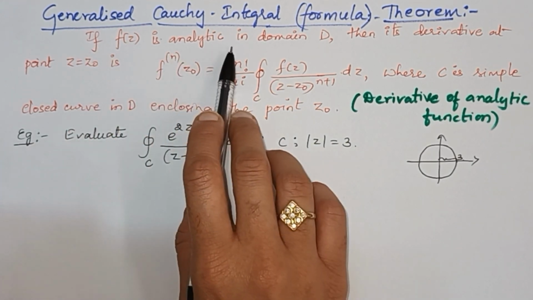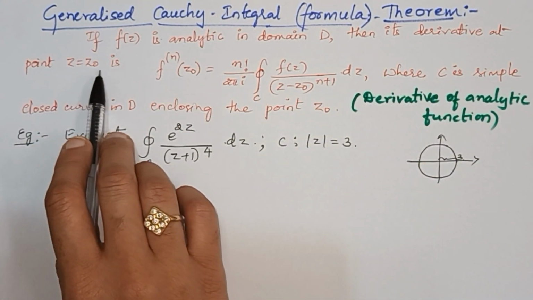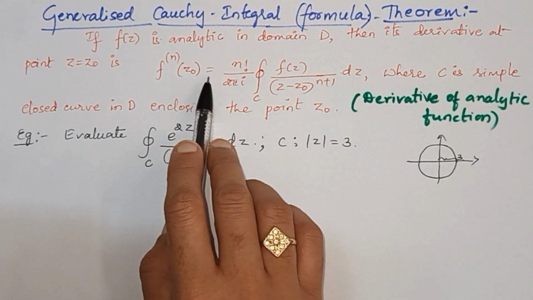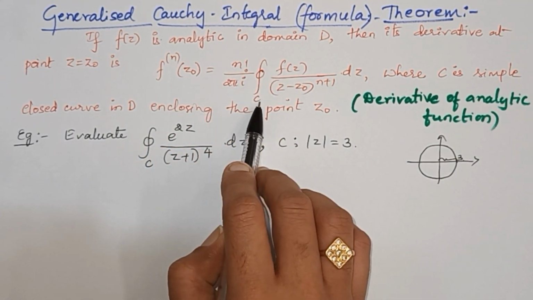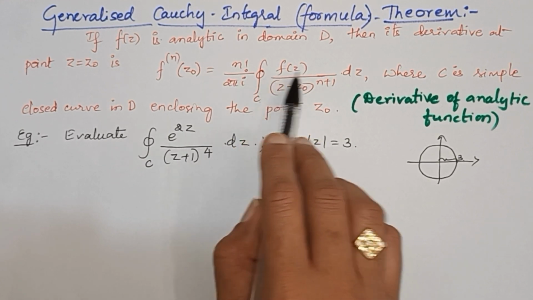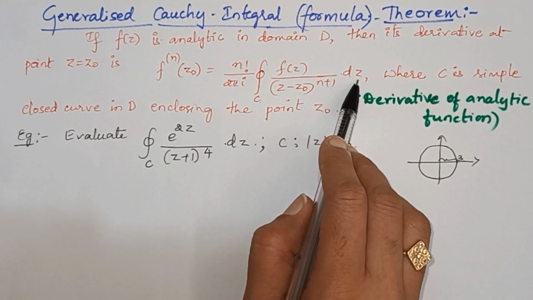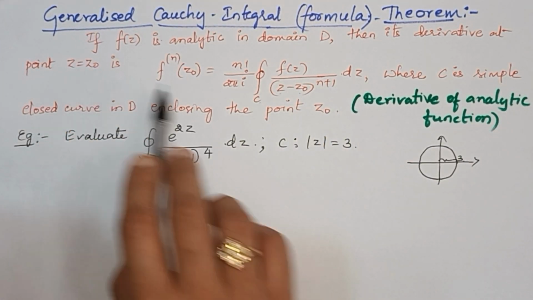If f of z is analytic in the domain D, then its derivative at any point z equal to z naught is given by, the nth derivative at z naught is equal to n factorial by 2 pi I times the integral over the closed curve C of f of z by z minus z naught to the power n plus 1 into dz, where C is a simple closed curve in D enclosing the point z naught.